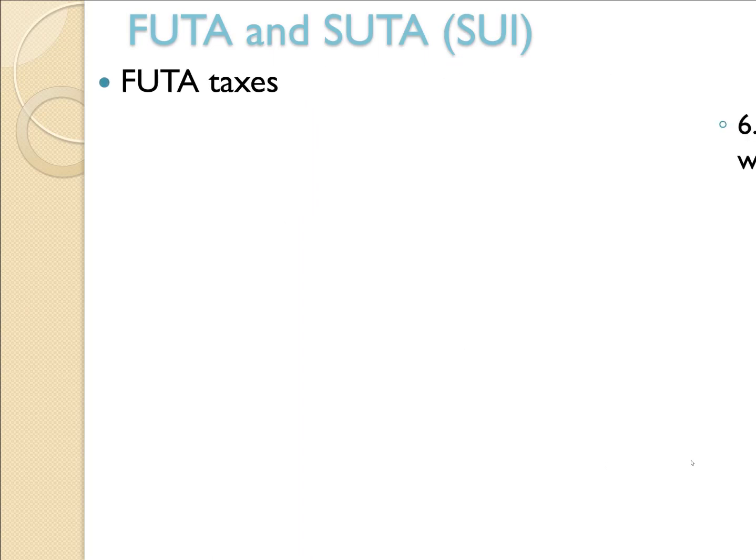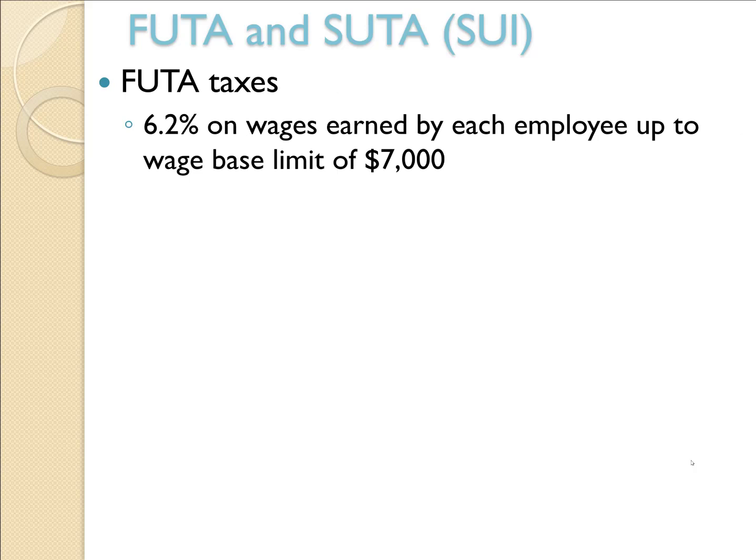So what is the actual tax for FUTA? This is a little bit complicated at first. The FUTA tax is 6.2% on wages earned by each employee up to the wage base limit. But this wage base is only $7,000. Remember, this is an employer tax, not an employee tax, but it is based on how much each employee is paid. So if an employee makes $40,000 a year, the employer only has to pay FUTA taxes on the first $7,000 of each calendar year for that employee.